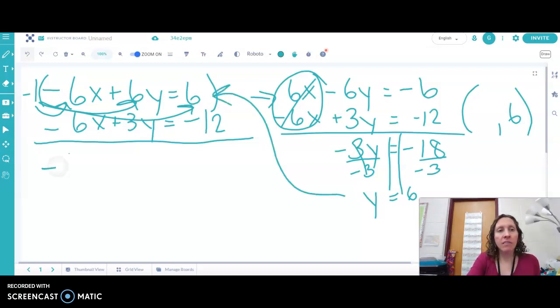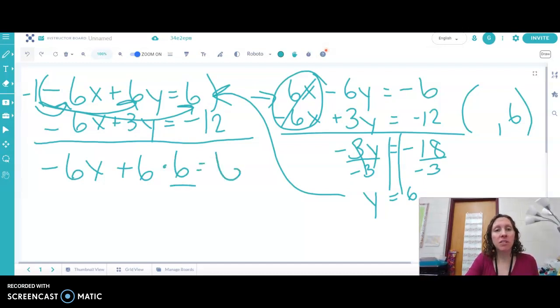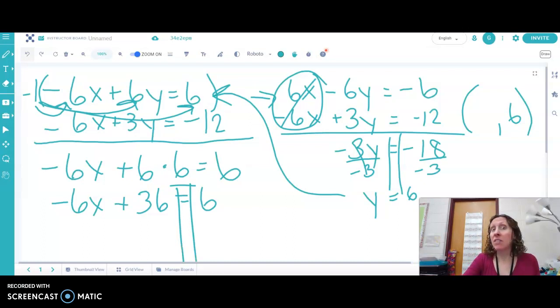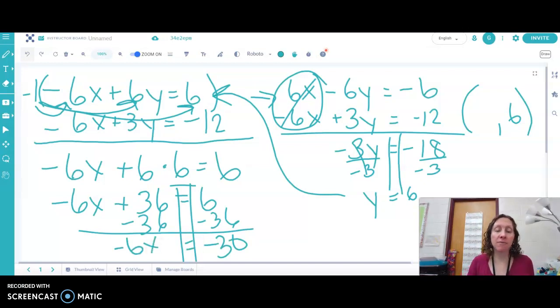All right, so we have negative 6x. And I'm taking the original equation that I had. Plus 6 times 6, because that's our new y, equals 6. All right, so if I simplify, I have negative 6x plus 36 equals 6. All right, so to get that x by itself, I want to get rid of that integer, so I'm going to subtract it away. So that's negative 30 here and negative 6x here.